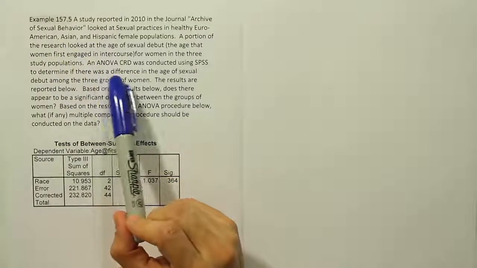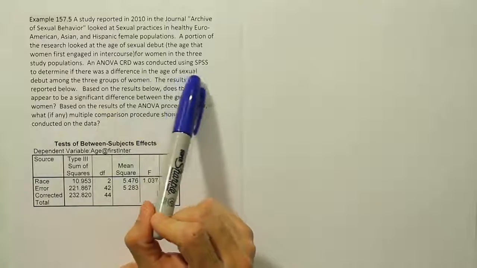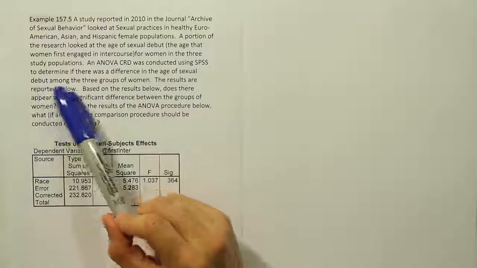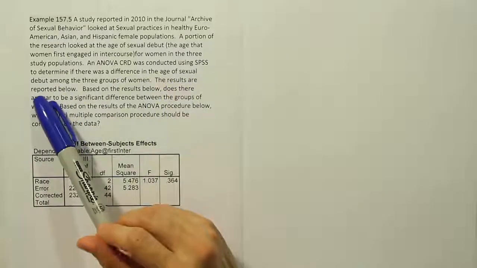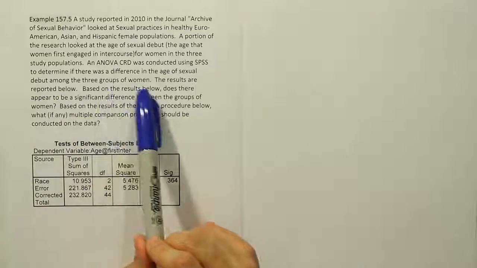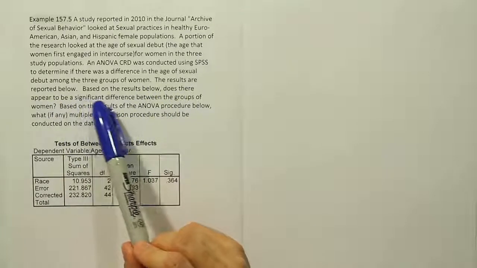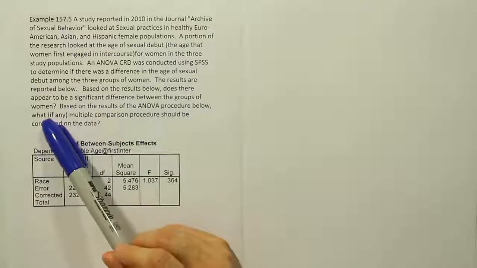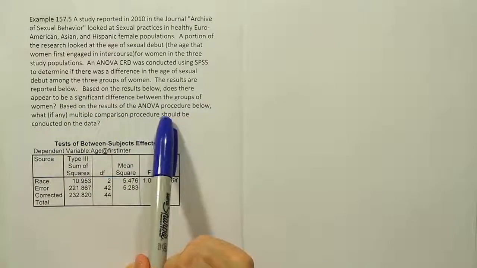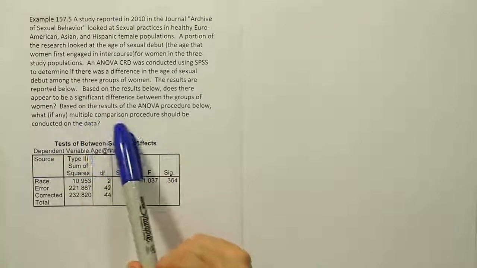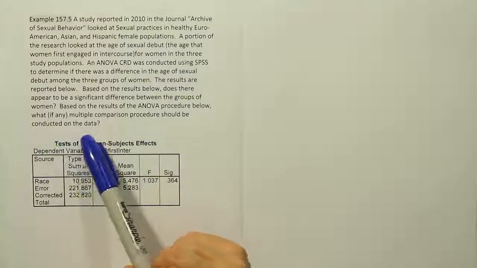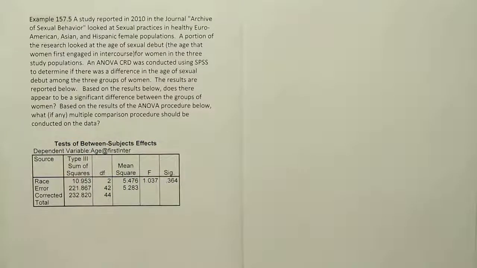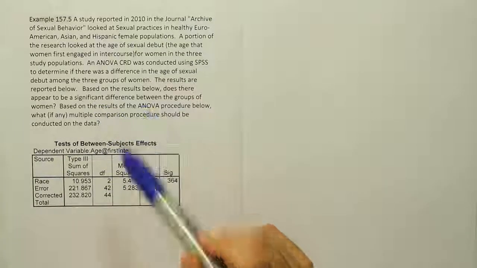It says an ANOVA completely randomized design was conducted using SPSS to determine if there was a difference in the age of sexual debut among the three groups of women. The results are reported below. Based on the results below, does there appear to be a significant difference between the groups of women? Based on the results of the ANOVA procedure below, what, if any, multiple comparison procedures should be conducted on the data?